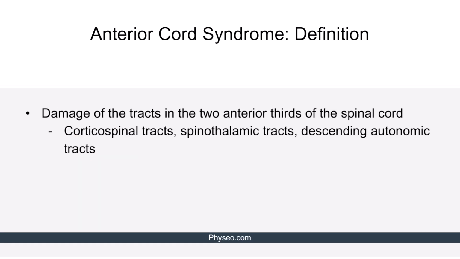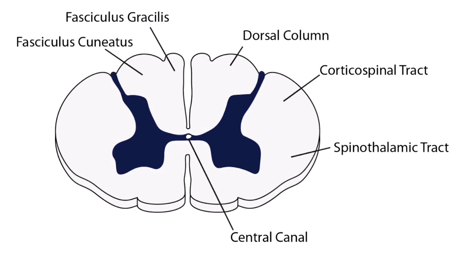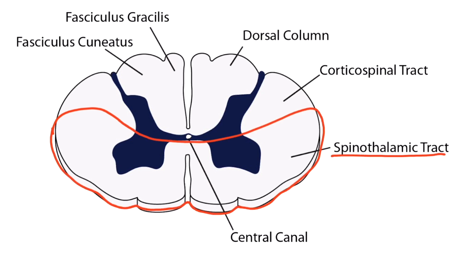Anterior cord syndrome is defined as damage of the tracts in the two anterior thirds of the spinal cord. These include corticospinal tracts, spinothalamic tracts, and descending autonomic tracts. Here is a cross-section of the spinal cord. In the anterior cord syndrome, this region is affected. This leads to damage of spinothalamic tracts, corticospinal tracts, and descending autonomic tracts.